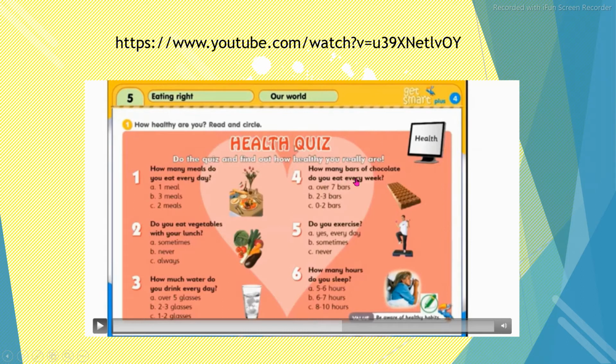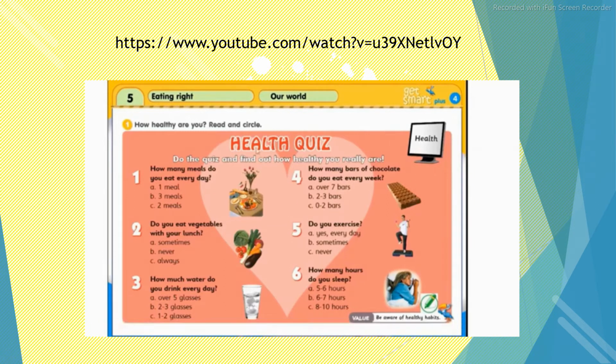4, how many bars of chocolate do you eat every week? Berapa banyak coklat awak makan setiap minggu? A, over 7 bars. B, 2 to 3 bars. C, 0 to 2 bars. Okay, 5. Do you exercise? Adakah awak exercise? Kalau ya, jawab yes, every day. B, sometimes. C, never. Okay, 6. How many hours do you sleep? Berapa jam awak tidur? A, 5 to 6 hours. B, 6 to 7 hours. C, 8 to 9 hours. Answer the quiz. Answer the question, okay?